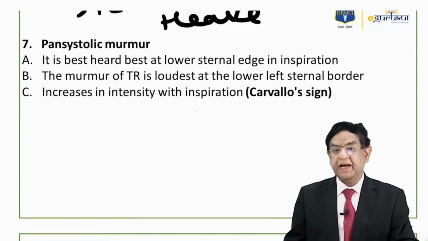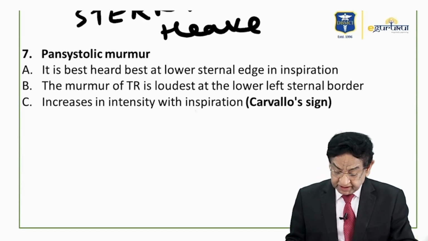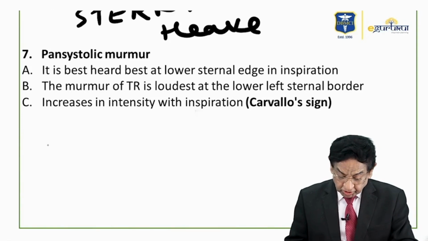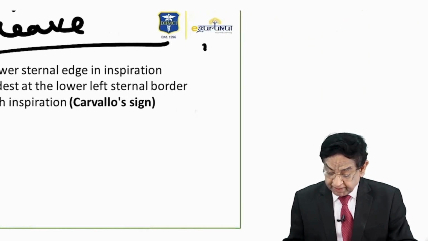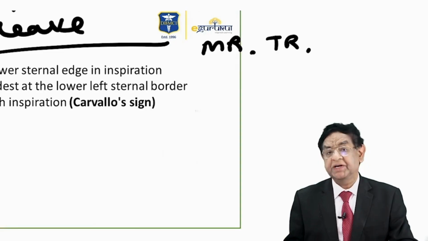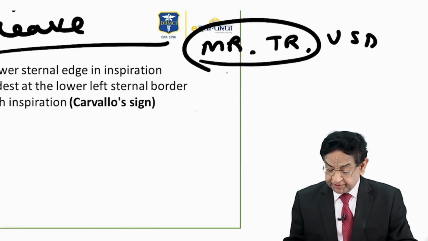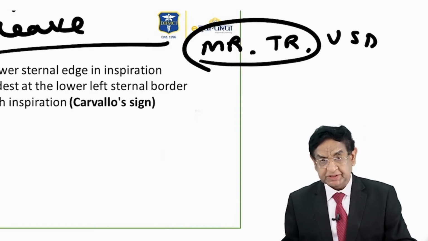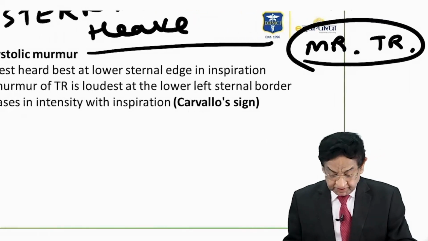Now we get a pansystolic murmur. Now if I ask you what are the causes of pansystolic murmur? Pansystolic murmur we get in mitral regurgitation, in tricuspid regurgitation, and in VSD. These two are very close competitors to each other. So let's see how we can differentiate them.